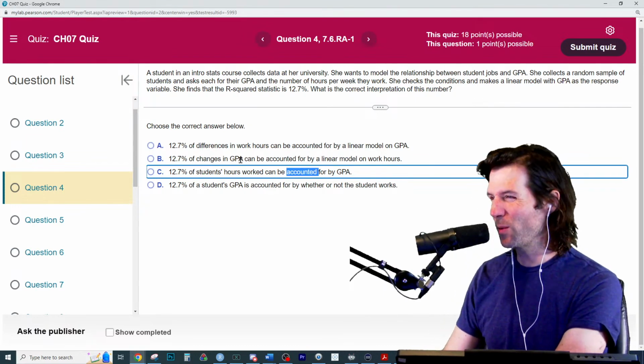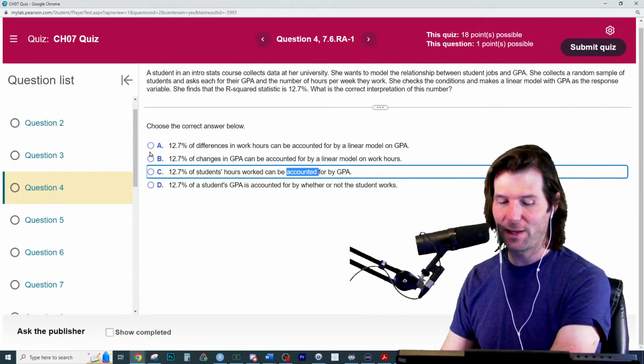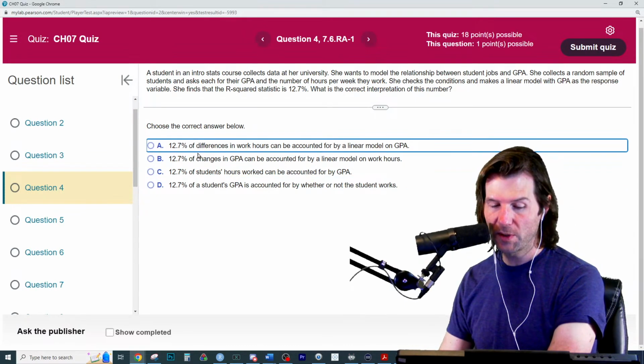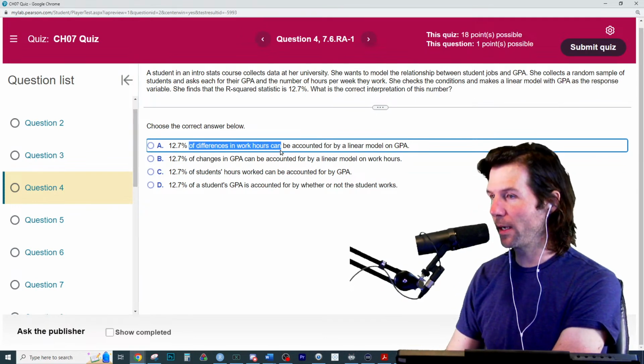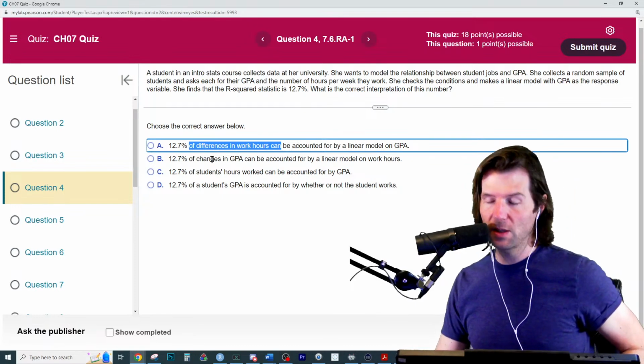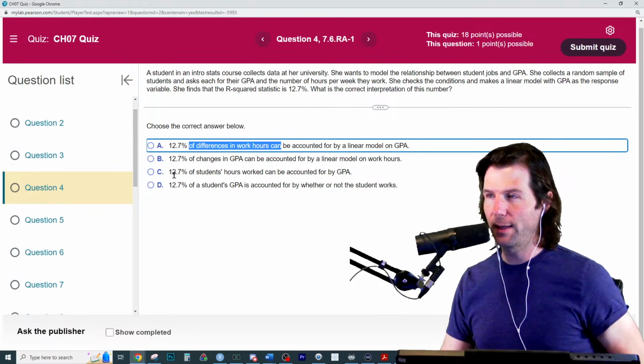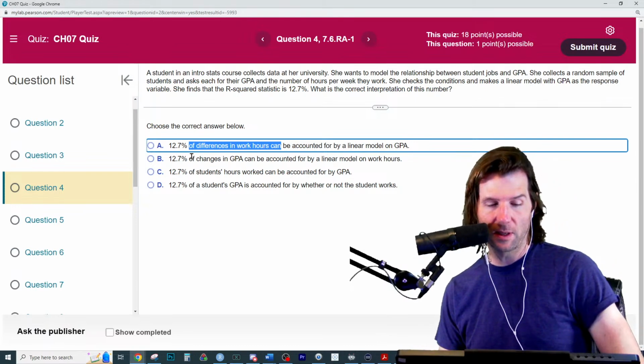12.7% of the changes. We don't really talk about changes. This one right here, let me look at it again. 12.7% of the differences in hours worked can be accounted for. No, this one's switching the X and the Y. So changes is not what we care about. So I'm a little worried. Let me look at this one again.